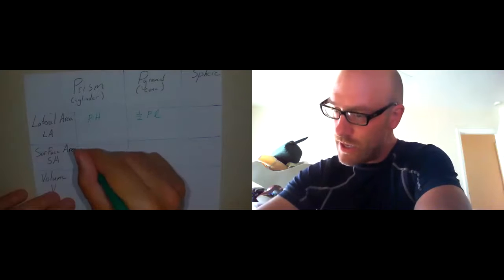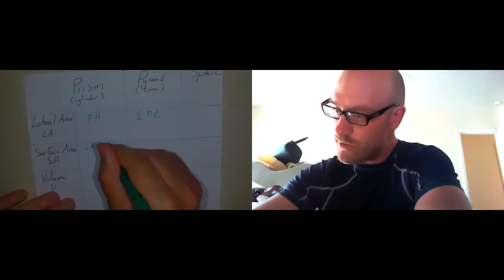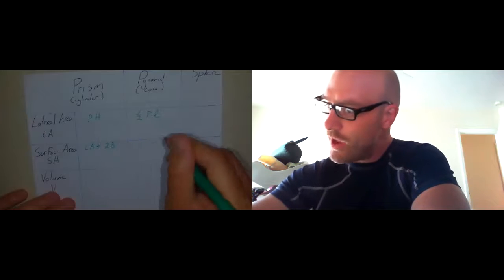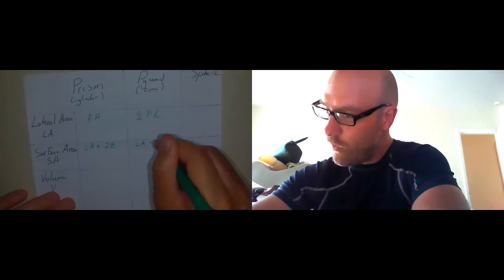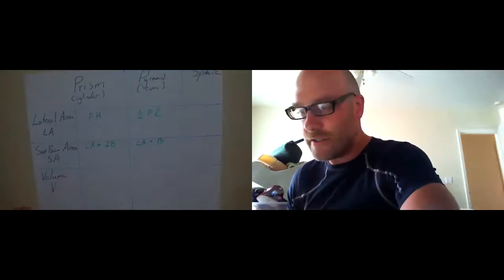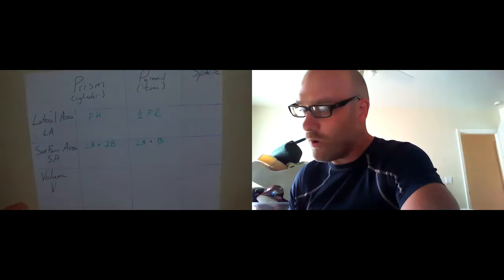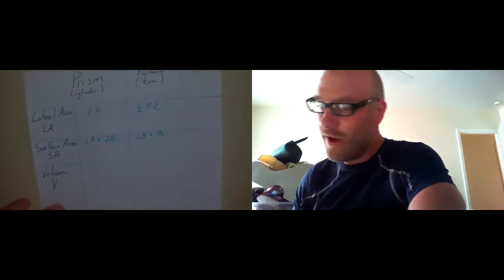Surface area is lateral area plus, well, a prism has two bases, so we should add both of them. And for a pyramid, it is lateral area plus the only base that it has. Technically, this comes in 12.4, which is after 12.3, which is what we're doing today.